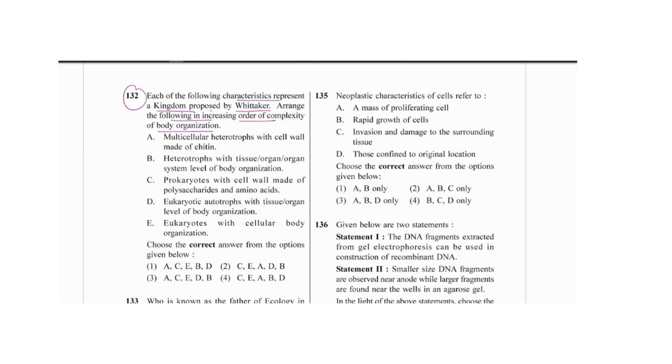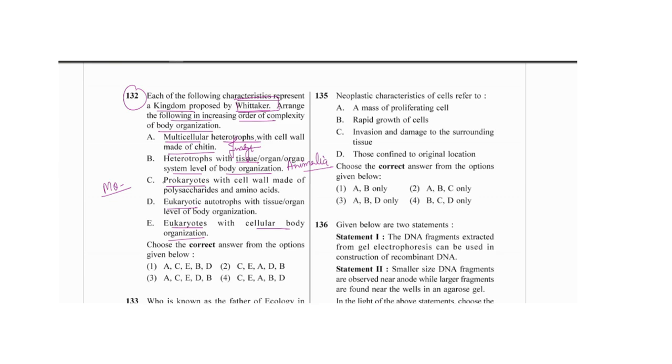Let's see about it. The first one is multicellular heterotrophic with a cell wall of chitin. This is about the fungi. Then heterotrophic with tissue, organ and organ system body organization. This will be the animalia, the animal kingdom. Prokaryotic means single-celled organism. And eukaryotic we know, with a cellular type of organization, is also there. But here among these four, from the start to the last, Whittaker gave the kingdom system: Monera, Protista, fungi, animalia. So we have to make a sequence like that.